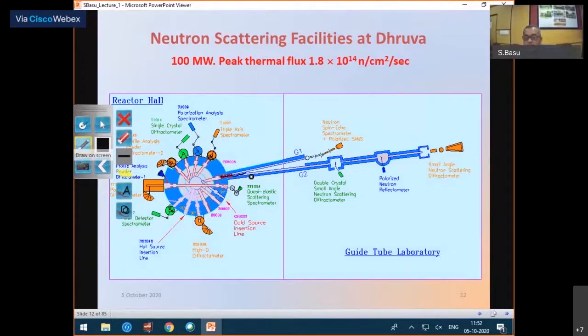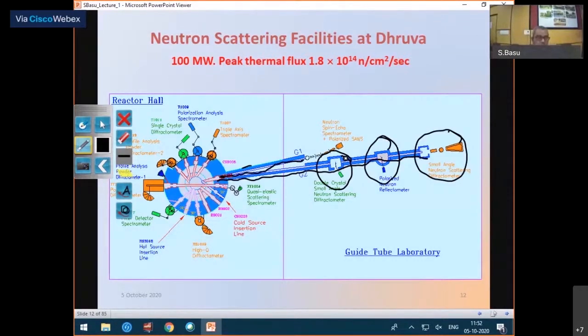I'm sorry, my hand is wobbling. It's a straight path, the neutron. And we have a small angle neutron machine here, a polarized neutron reflectometer here, and another small angle neutron machine here. So we can build instruments inside the reactor hall and also in guide tube laboratories. And in these days, you find large guide tube laboratories where instruments are built routinely.